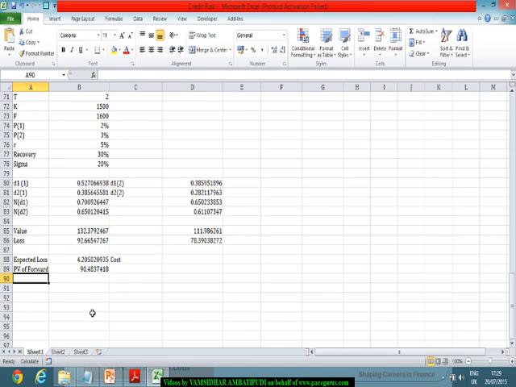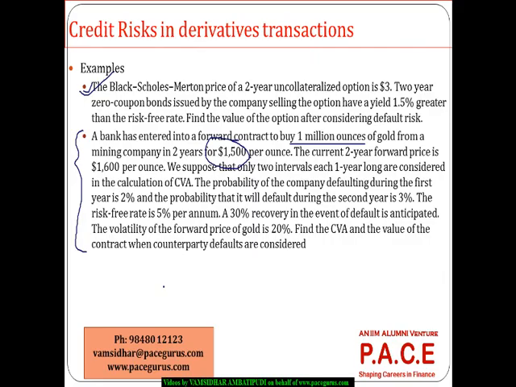Now if CVA is taken into account, then the price is going to be reduced by that much. So the value of the forward contract here, by taking into consideration the possibility of a default risk, is working out to 86.27. So this is the way we are traditionally working out the impact of the CVA on the price of the various derivative instruments. That's how we are looking at solving this kind of numerical.